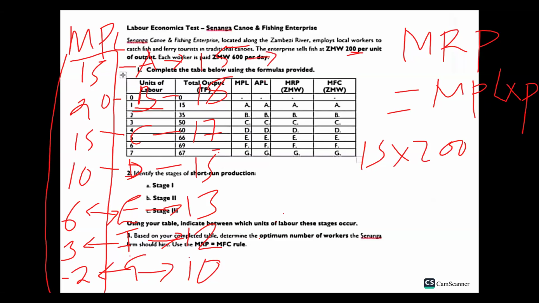What do you find? People are not punching calculators. Okay. I'm now home. We are multiplying 15 by 200. Is it 3,000? Yes, 3,000.